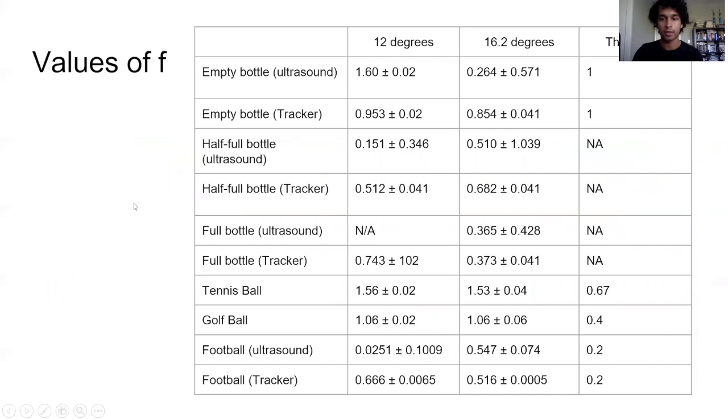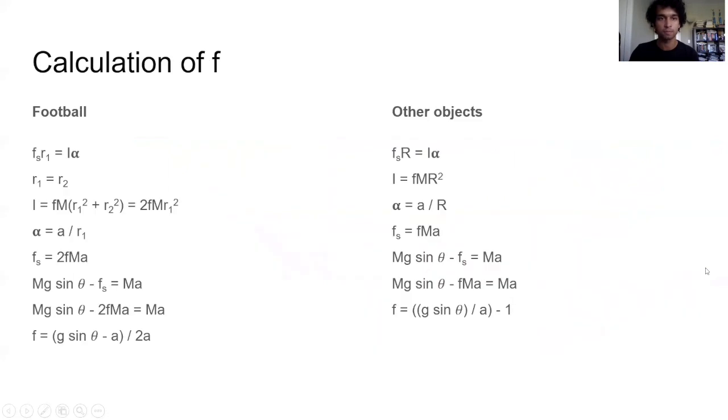This table on this slide here gives a summary of the values of F that we found. In this first column, we have the object that we were analyzing and the method that we used to collect its position data. These are each of the 2 angles that we used. And then in this last column here, we have what the theoretical F should be if these were ideal objects. And on this last slide here, we show the formulas that we used to calculate F for both the football and all the other objects that we used.